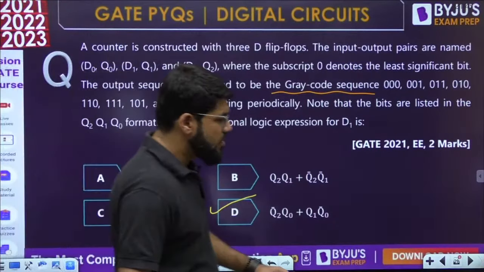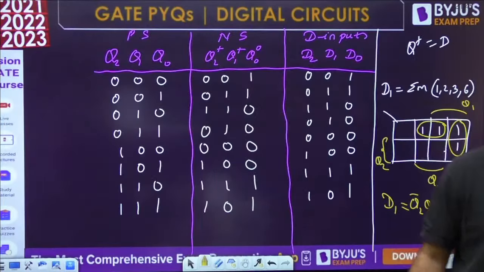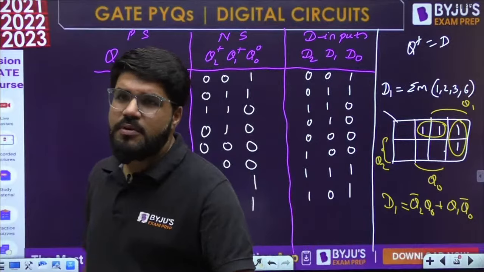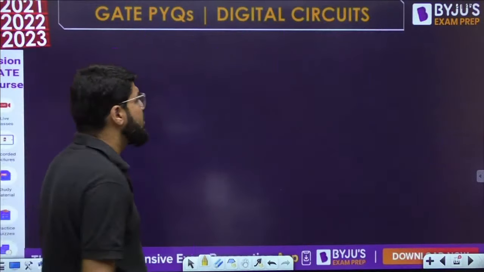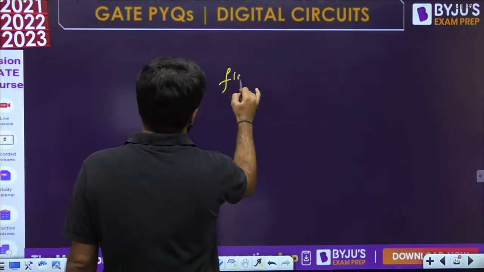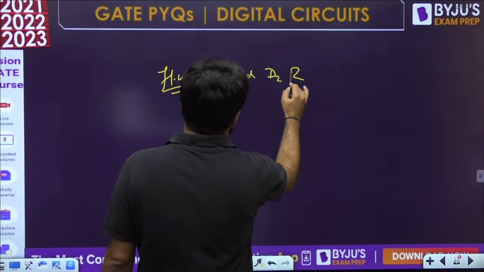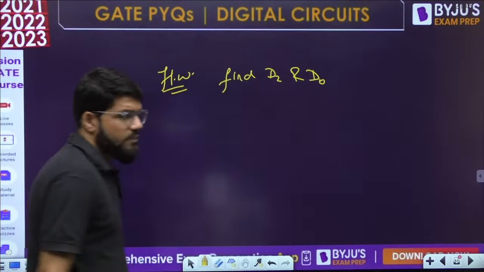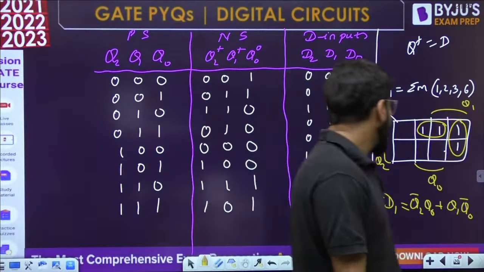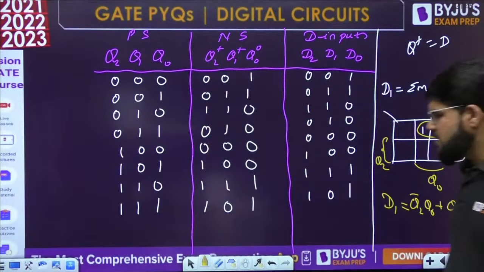Good question, 2021 EE, 2 marks. As homework, please complete D2 and D0. That is not asked in the question, but you can complete it. Since we have put in so much effort, do that also. A small homework for you is to find the values of D2 and D0. D1 was the question I have done. You can find D2 and D0. It is a very, very simple question actually.